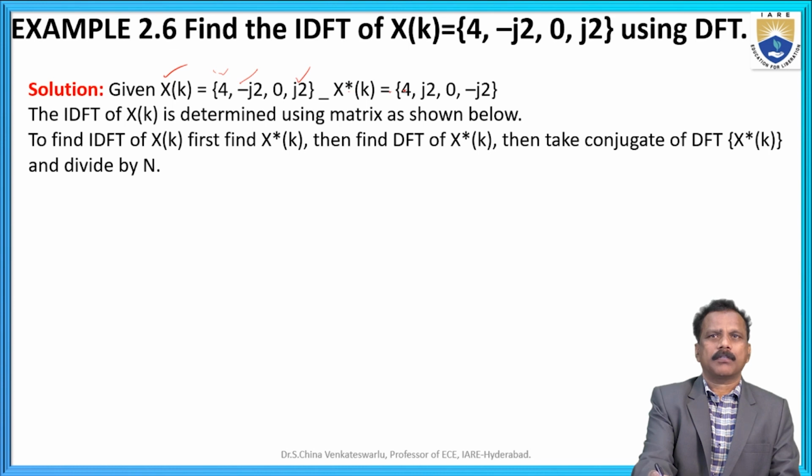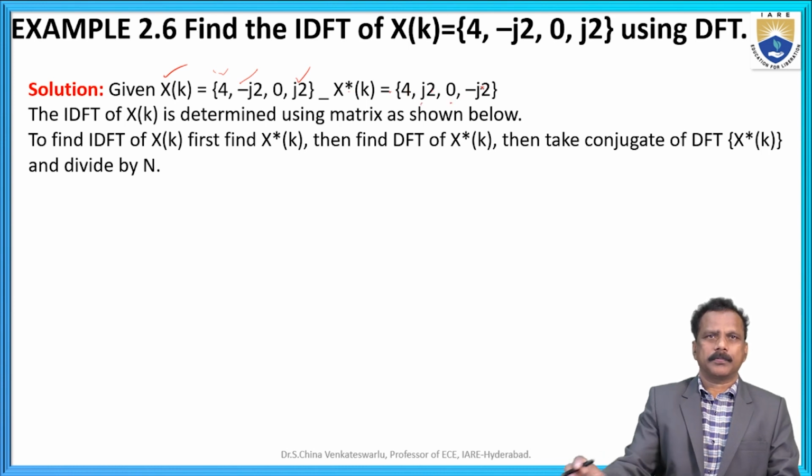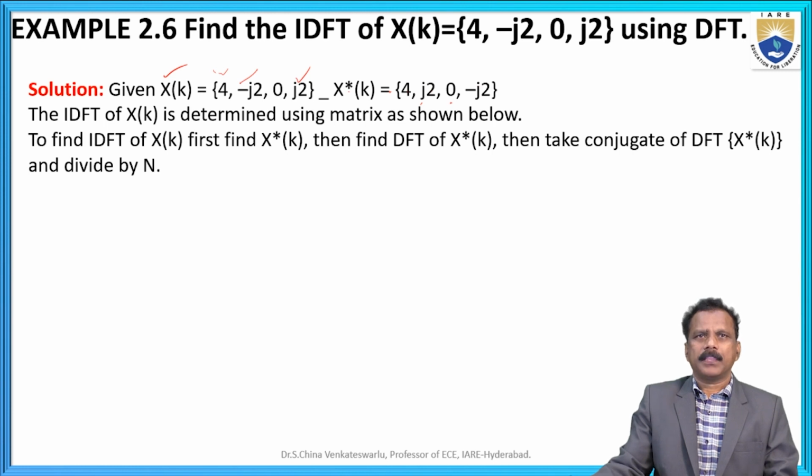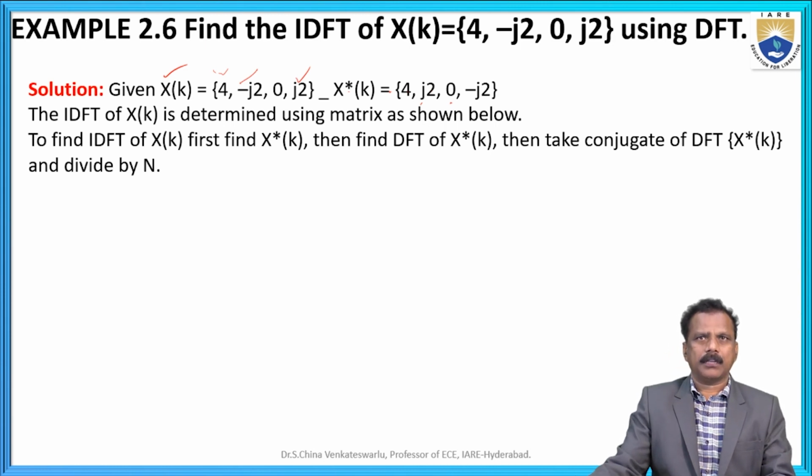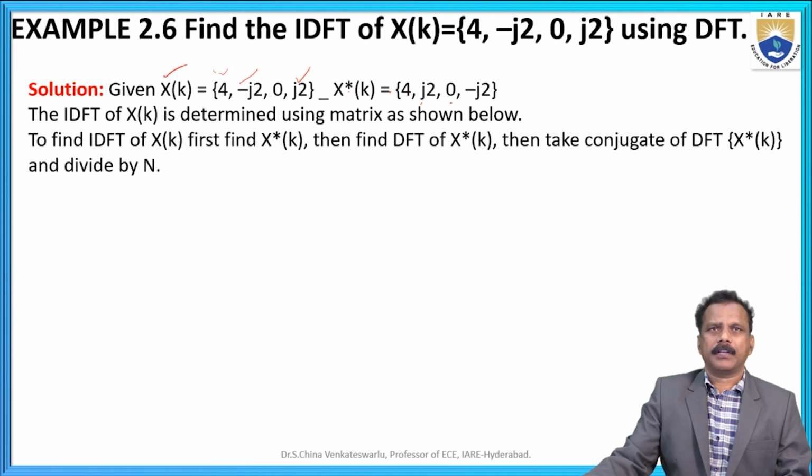x of k is equal to 4 comma j2, 0, minus j2. The DFT of the x of k is determined using the matrix form. To find the IDFT of the x of k, find the x conjugate of x of k, then find the DFT of x conjugate of k, then take the conjugate of that DFT and divide by capital N.